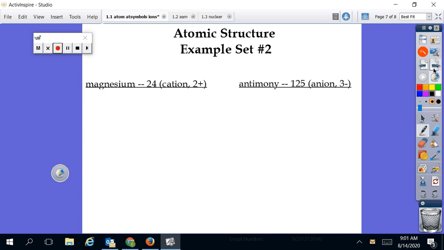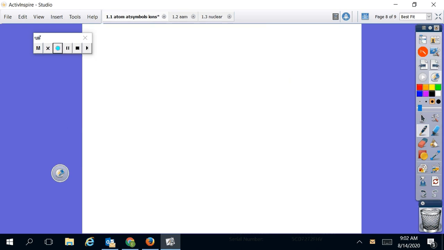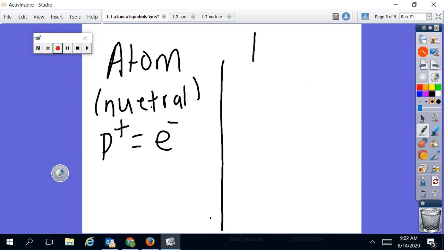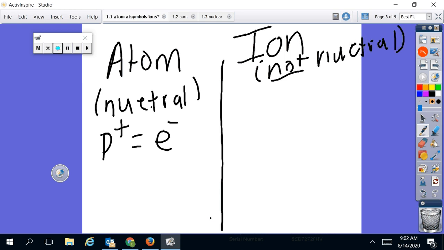Okay. Now we need to talk about ions. And what is an ion? These are important definitions that you need to have in your notes. When we talk about an atom, we think neutral. That means no charge. Protons equal the electrons. There's another word called ion, and it's not neutral. So an ion is not neutral. You can think of it as a charged atom, an atom with a charge.